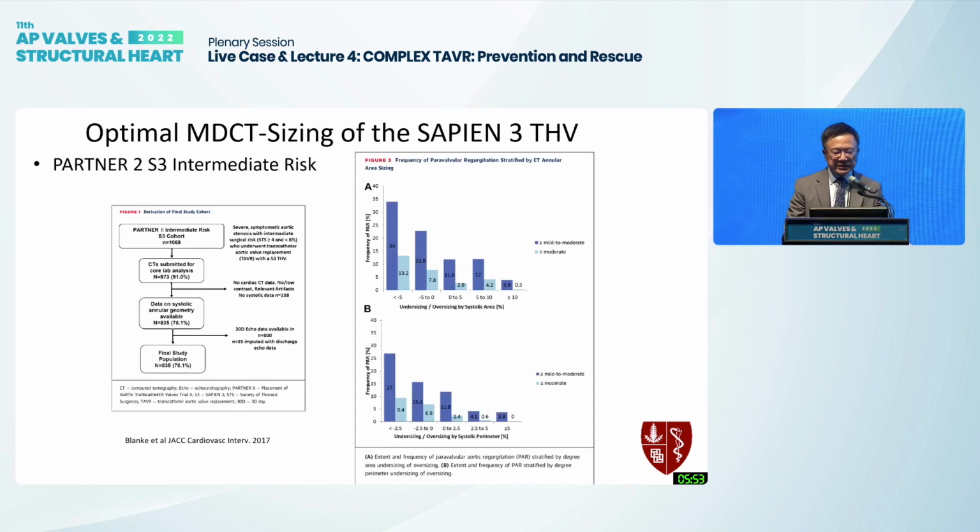So if you look at some of the data, which is from PARTNER 2, S3 intermediate risk, same sort of phenomenon. You look at clearly that as you increase in terms of the percent oversizing, reaching 5 to 10% or slightly over 10%, you may have the best chance of avoiding significant perivalvular leak.